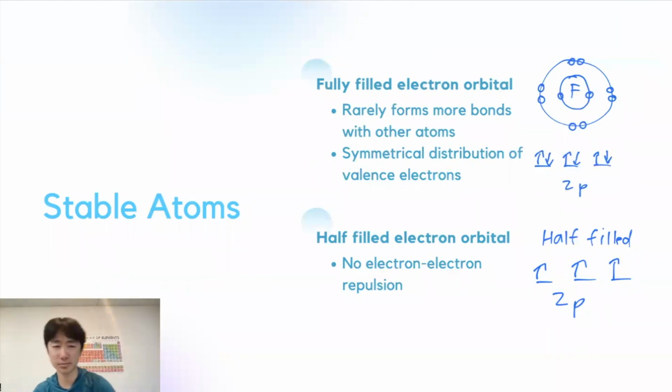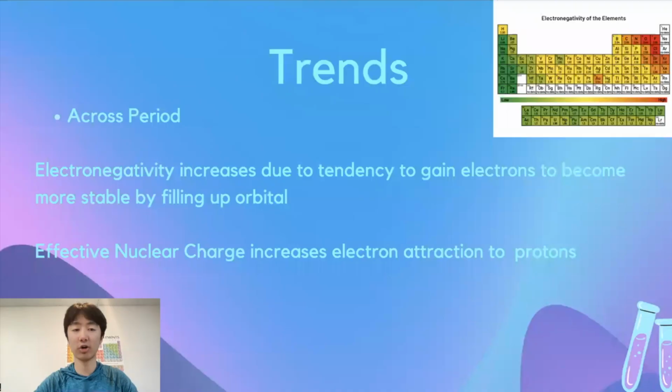Now we also have to know what stable atoms are. Stable atoms can either have fully filled electron orbitals, which rarely form more bonds with other atoms, and they also have a symmetrical distribution of valence electrons. As you can see, it's symmetrical if you draw a vertical line or a horizontal line, right? Or you can have a half-filled electron orbital, where it's a stable atom because there's no electron-electron repulsion, because as you know, if you have 2 electrons, they repel each other because they're negatively charged, right?